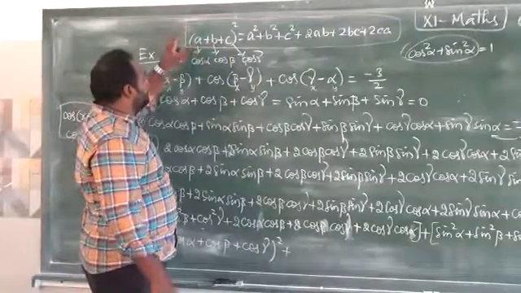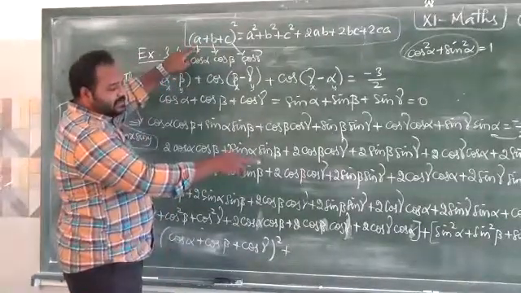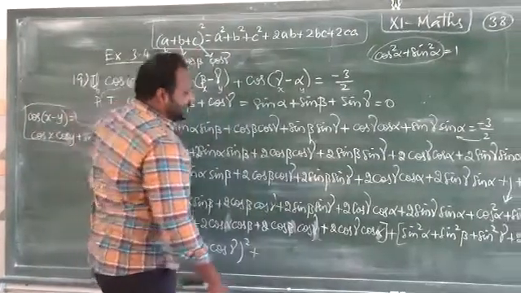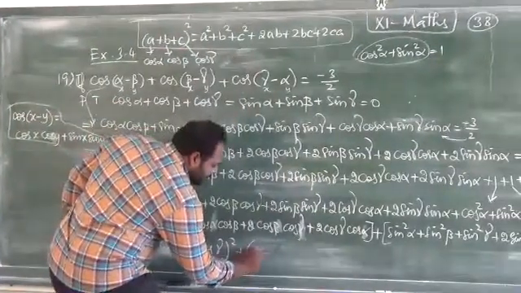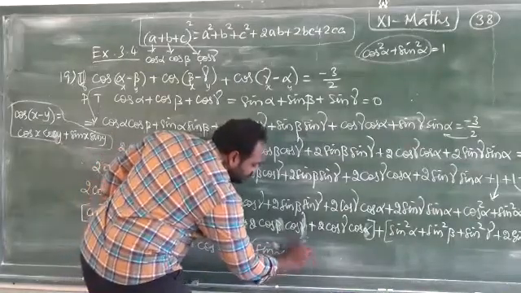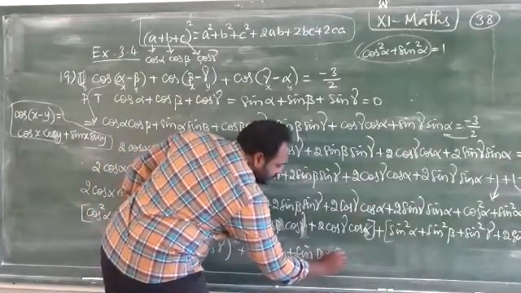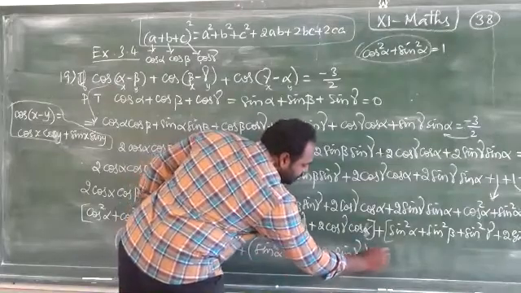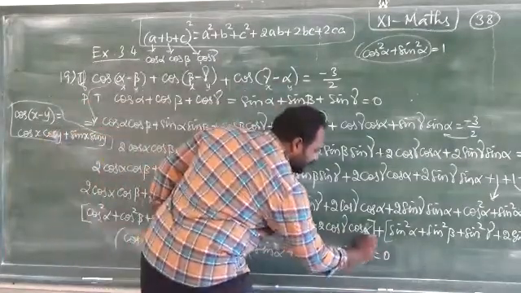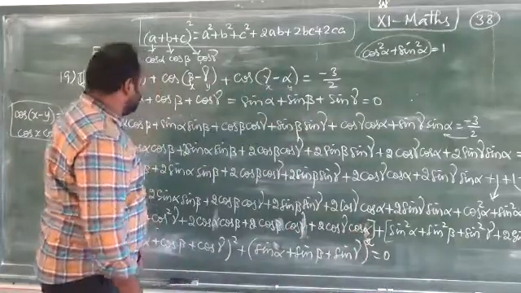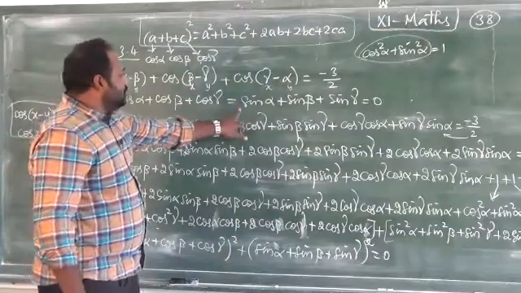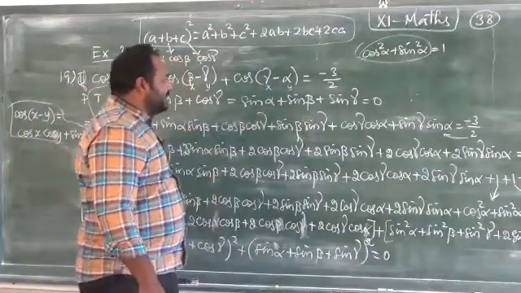What is the left hand side? Here instead of a, we write sin alpha, instead of b, sin beta, instead of c, sin gamma. So this can be written as sin alpha plus sin beta plus sin gamma, whole square, equal to 0. After expressing this, we have to prove cos alpha plus cos beta plus cos gamma equal to sin alpha plus sin beta plus sin gamma.